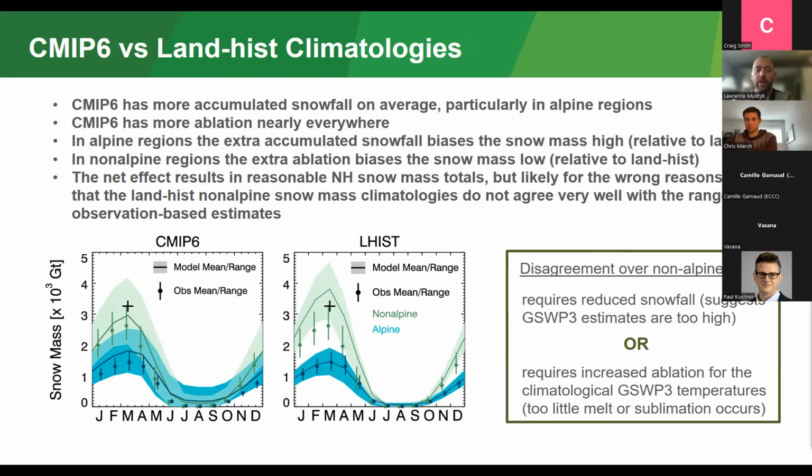And so while the net effect between accumulation and ablation might result in reasonable Northern Hemisphere snow loss totals in the coupled runs overall, it might be for the wrong reasons, given the disagreement that we see in the range of observation-based estimates over alpine snow, and given the disagreement over non-alpine snow that we see in the landhist simulations. Another way of putting that is, when forced by historically accurate temperature and snowfall amounts, the climate models are producing too much snow mass. So to the extent that we trust the observations and the snowfall amounts that were used to force those landhist simulations, this discrepancy suggests that there could be too little ablation occurring in the snow season for the given temperatures.